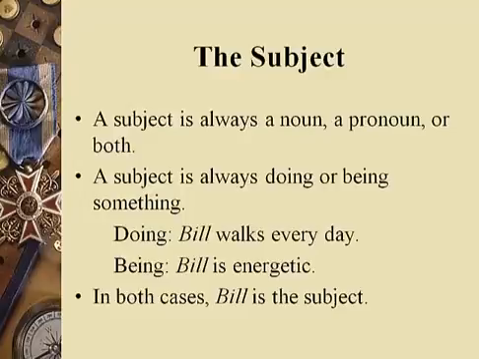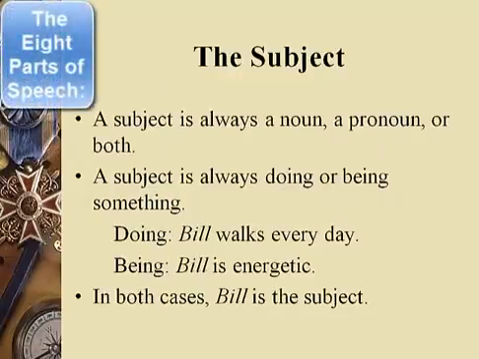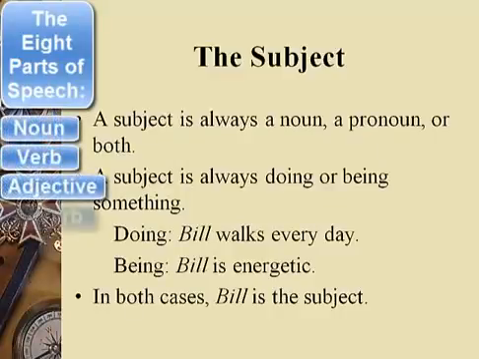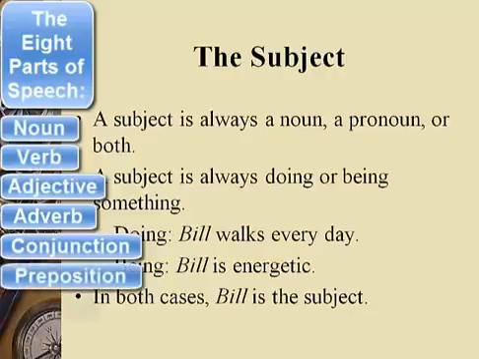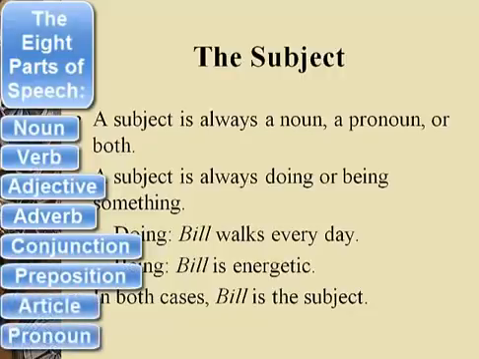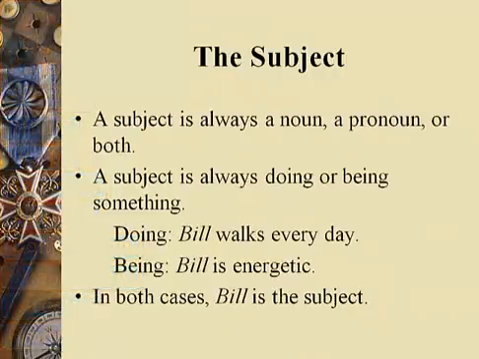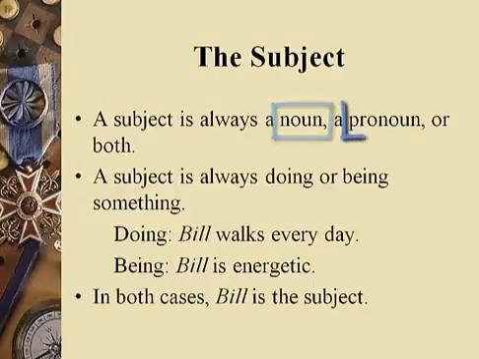The first thing I would suggest is that finding the subject of any given sentence is probably the most important thing a writer should be able to do in order to maintain control over his or her writing. We know the eight major parts of speech as being noun, verb, adjective, adverb, conjunction, preposition, article, and pronoun. But a subject is always either a noun or a pronoun, or it could be both.